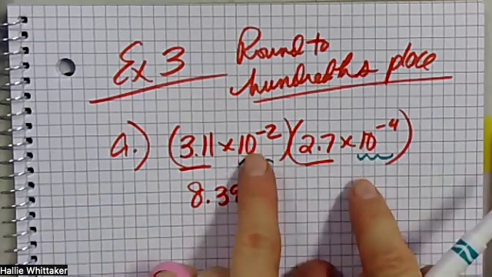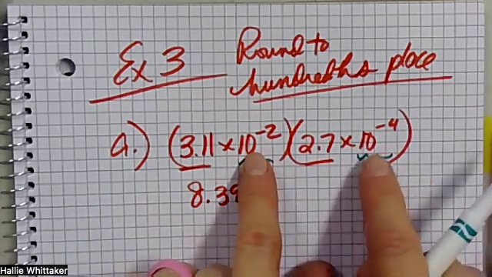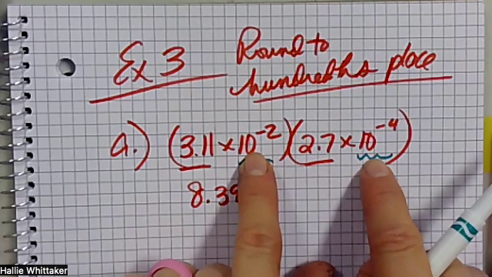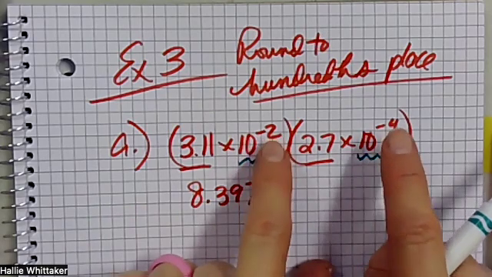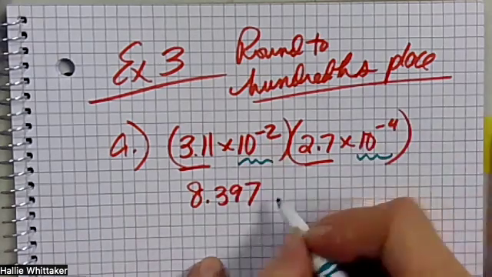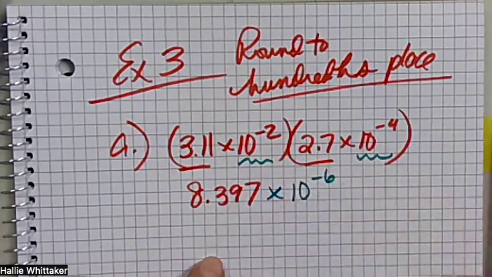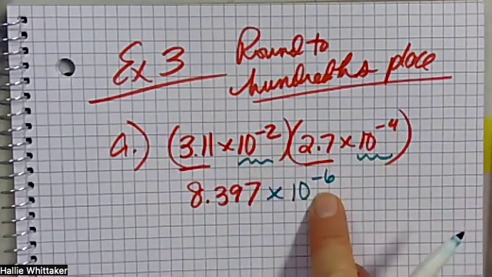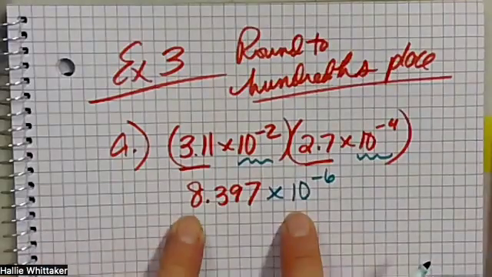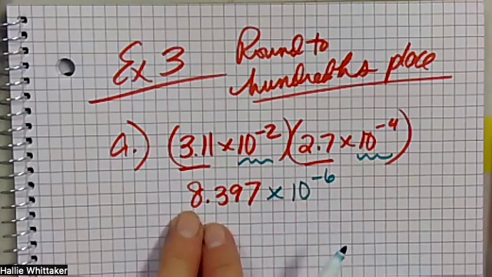What is 10 to the negative 2 times 10 to the negative 4? Remember, when you're multiplying powers, you add the exponent. So times 10 to the negative 6. Negative 2 plus negative 4 is negative 6. Is this one good in terms of scientific notation? Yes. That 8.3 is less than 10, greater than or equal to 1.